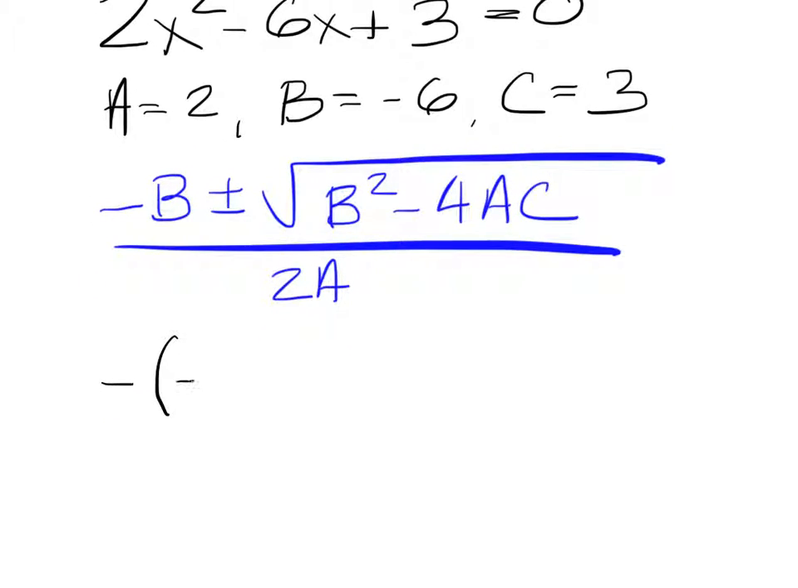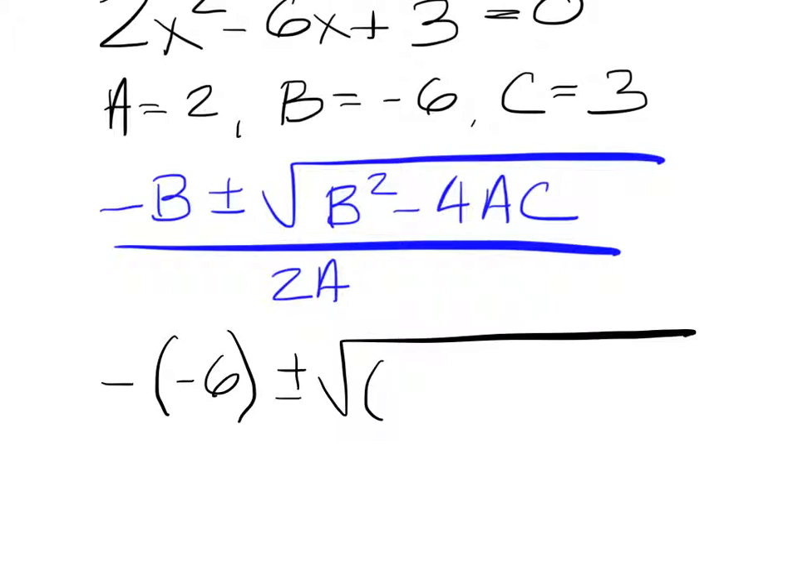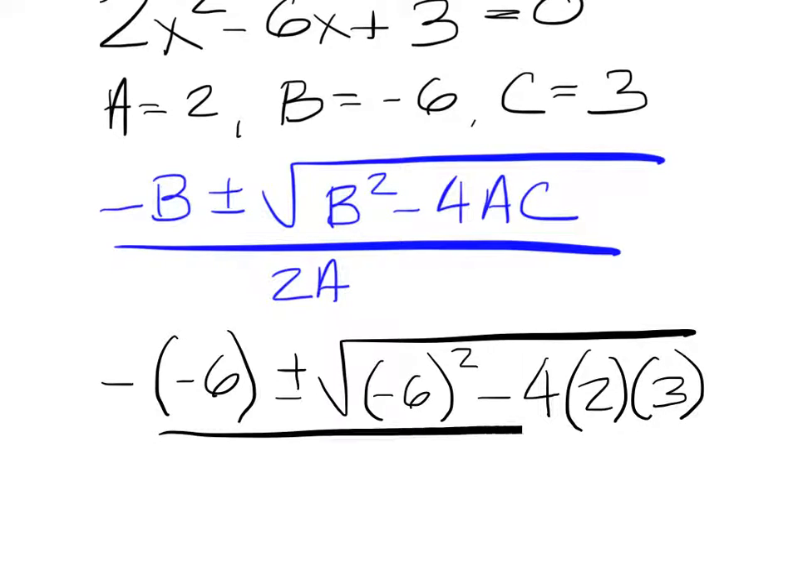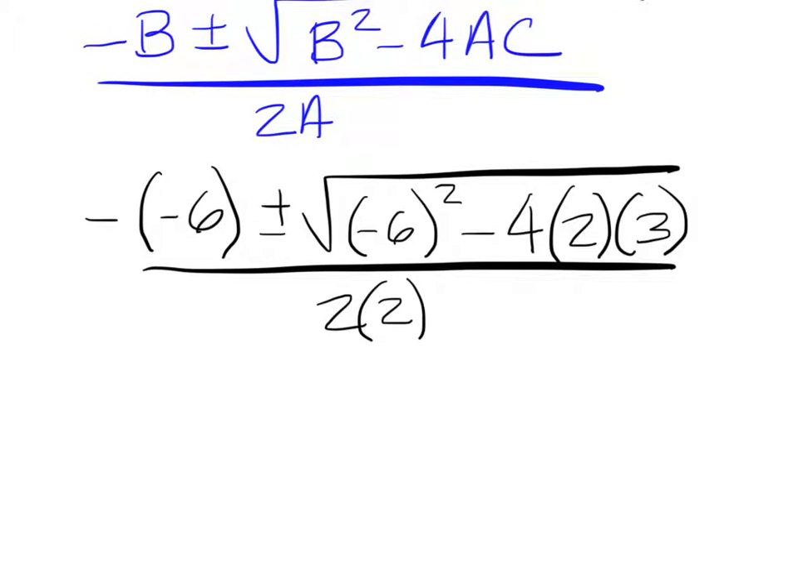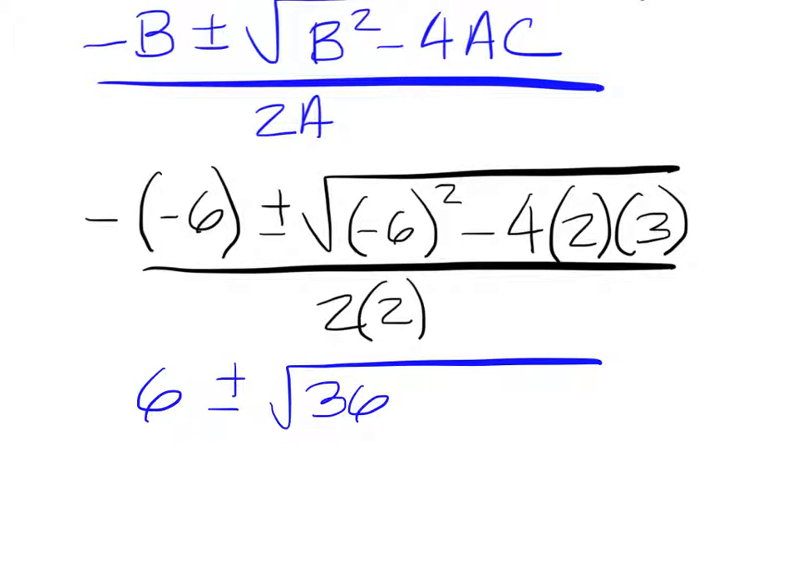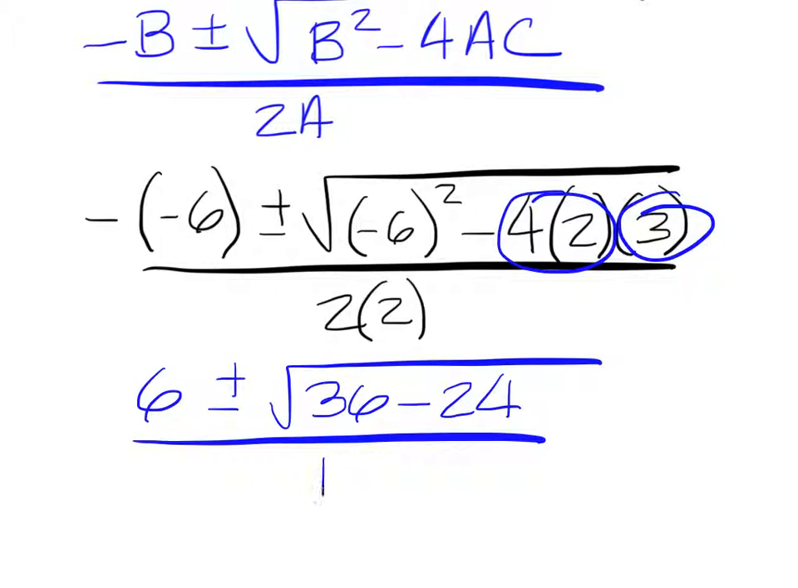That is negative 6 plus or minus the square root of the quantity squared of negative 6, close the quantity, minus 4 times 2 times 3. All of that over 2 times 2. Double negative means positive 6, and under the square root sign, square the negative 6 to get 36, and you'll be subtracting 8 times 3, which is 24. All of that over 4.